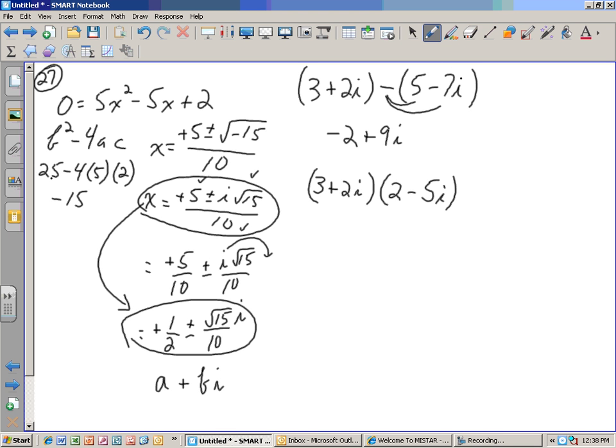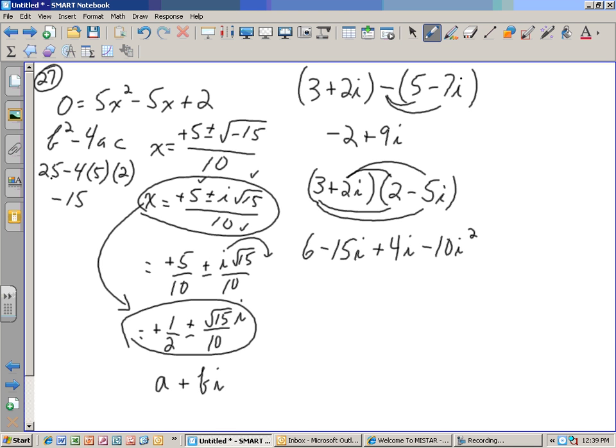All right. Well, let's use FOIL. 3 times 2 will give us 6. And then the outside terms. 3 times negative 5i, negative 15i. Also, we're going to write our answer in the form a plus bi. I have 2i times 2, that's 4i, and 2i times a negative 5i would give me a negative 10i squared.